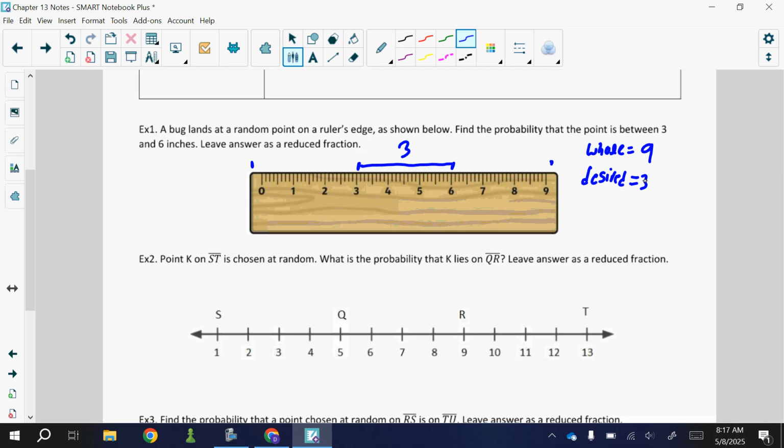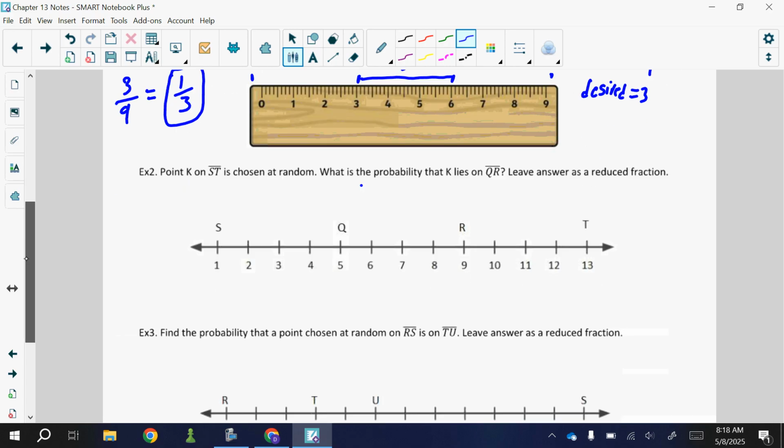Again, when it says between 3 to 6 inches, that's an interval. And the length of that, or the fractional part of that ruler that we're trying to see if the bug lands on, is within 3 inches out of the entire 9 inches. So again, desired over whole, 3 over 9 reduces to 1 over 3. That's the probability that if a bug was to randomly land somewhere on the ruler, it'd be between the interval of 3 to 6.